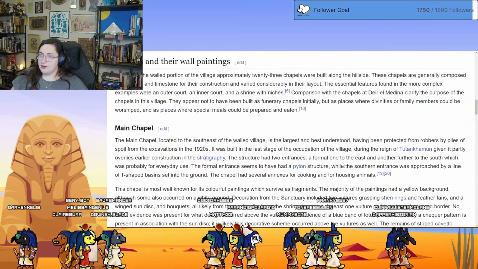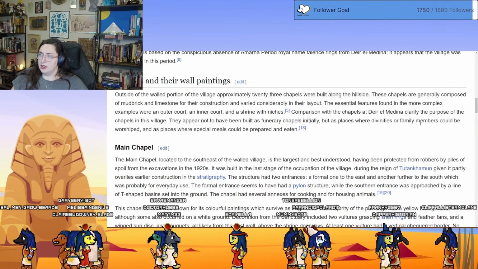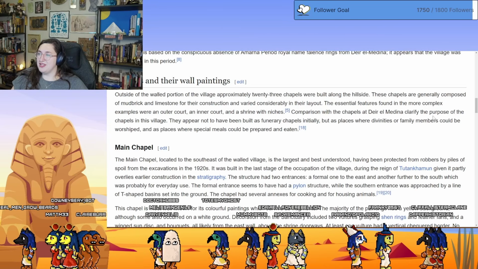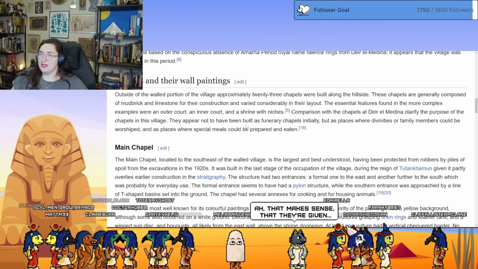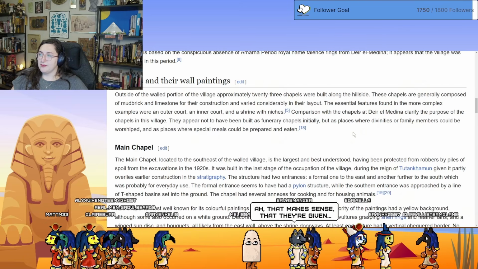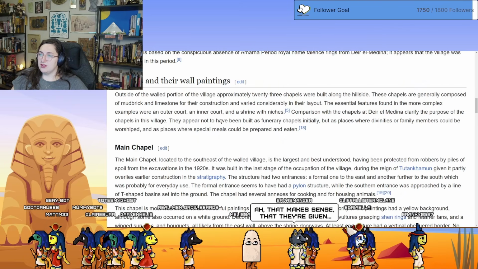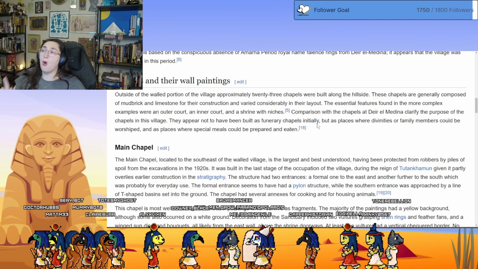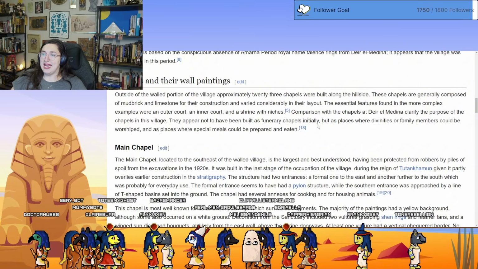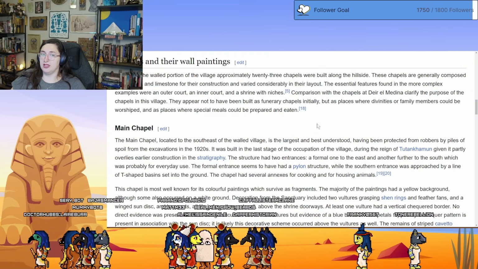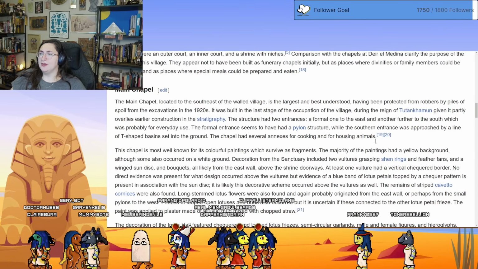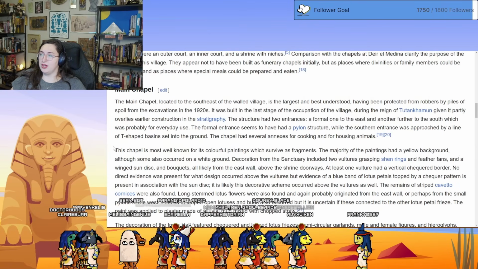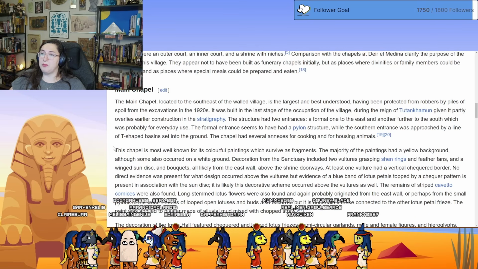Yeah, let's actually read this about the chapel. So, chapels. Comparison of the chapels of Deir al-Medina to clarify the purpose of chapels in this village. They appear not to have been built as funerary chapels initially, but as places where divinities or family members could be worshipped, and as spaces where special meals could be prepared and eaten. The main chapel, located at the southeast of the walled village, is the largest and best understood, having been protected from robbers by piles of spoil.